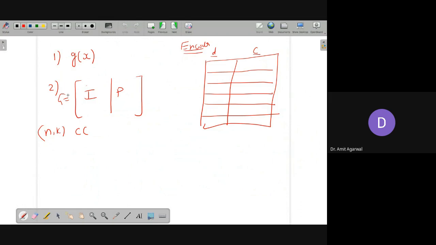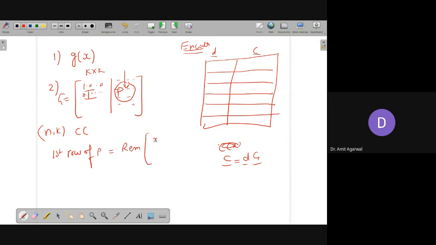Then when we get this generator matrix, it is easier to derive the encoder mapping using this formula. The first row of P, because we know what I is. I is a k cross k identity matrix. So it is easier, we just have to find out the parity rows for the parity matrix. So the first row of parity matrix P is nothing but the remainder of x to the power n minus 1 divided by g(x).